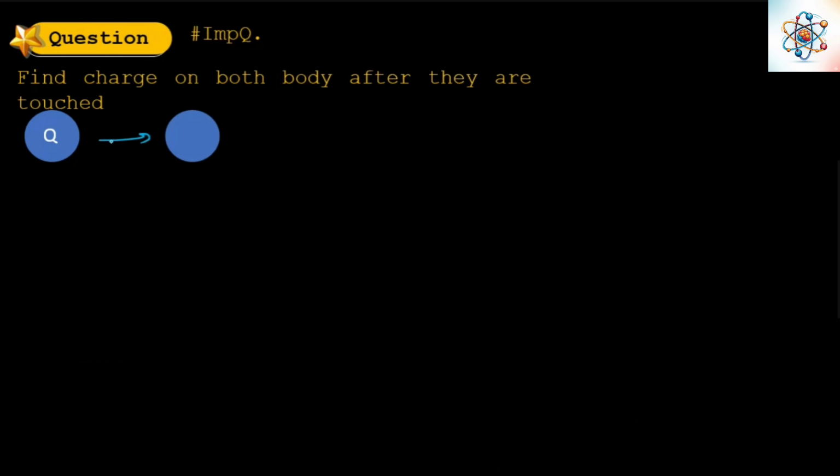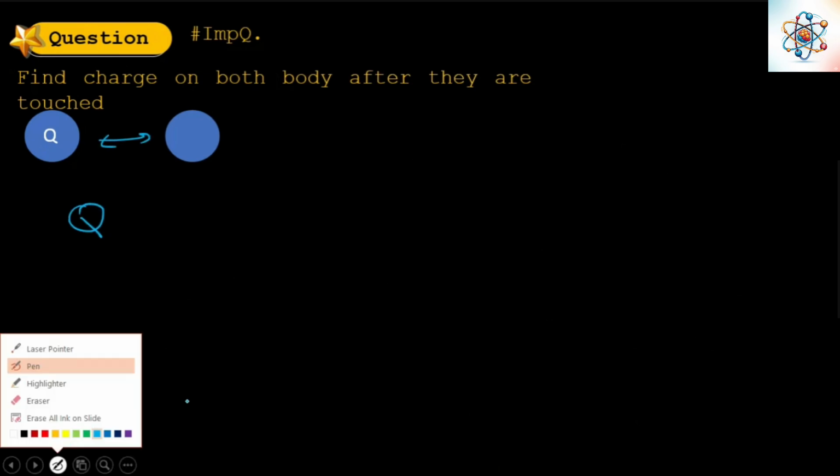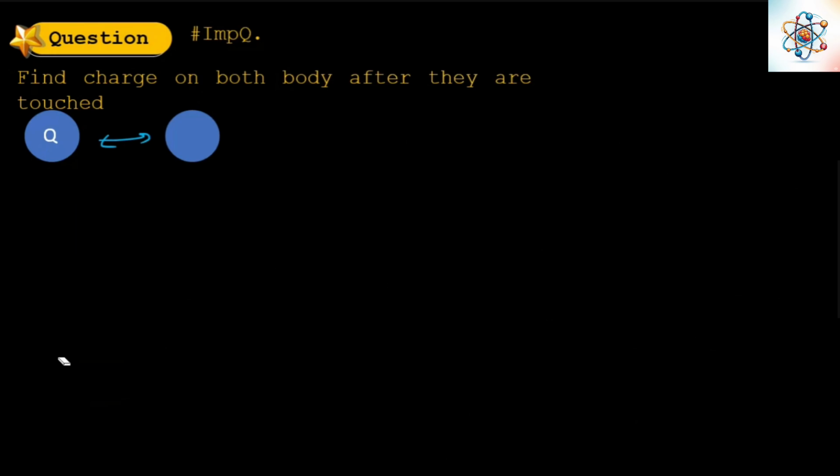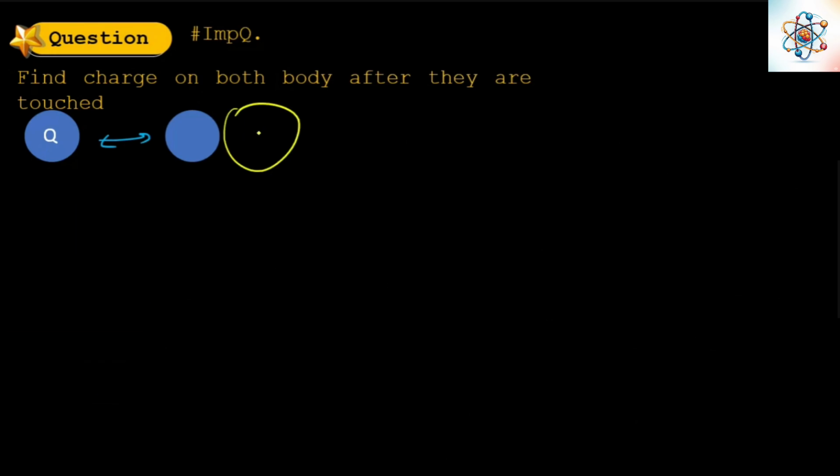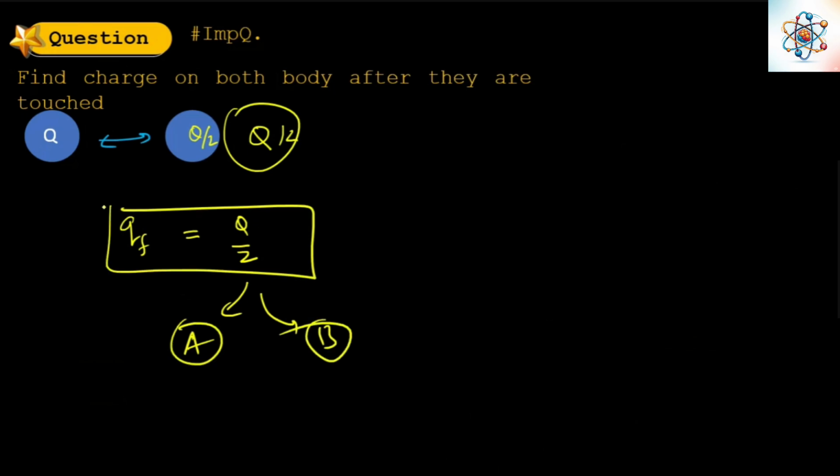Find charge on both bodies after they are touched. If you move this Q charge body in contact with this body, this Q charge will equally transfer and become half. So the final charge will become Q by 2, for both body A and body B. This is what the final charge is.